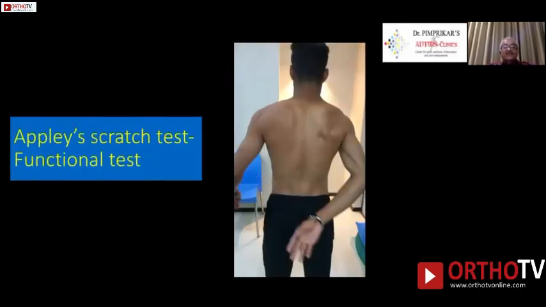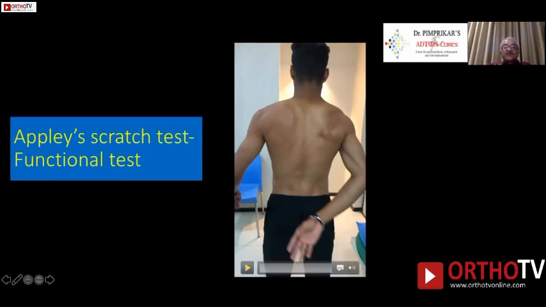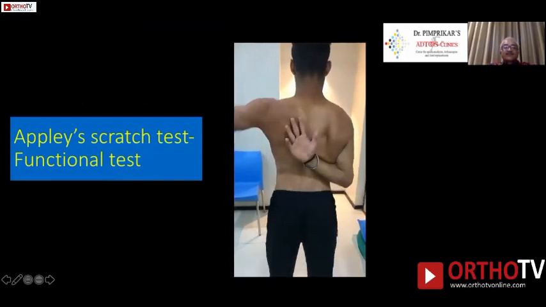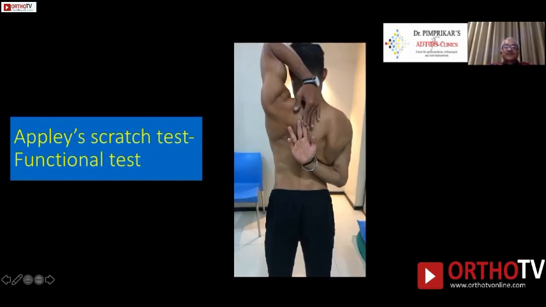This is another test which will probably tell you about the functional status of the shoulder, which talks about almost all the movements occurring at the shoulder joint along with the scapulothoracic and the AC and SC joints. And Apley's scratch test would give you a functional assessment of the shoulder. Here the patient moves hands in this fashion to touch both the fingers to each other.